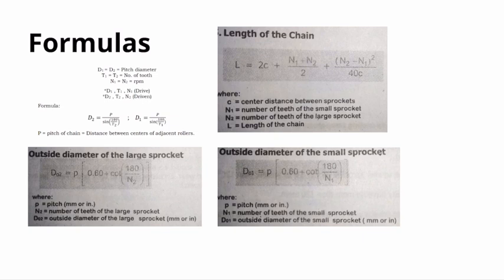For the outside diameter of the small and large sprocket, the formula is the pitch multiplied by 0.60 plus cotangent of 180 over the number of teeth of the sprocket given.